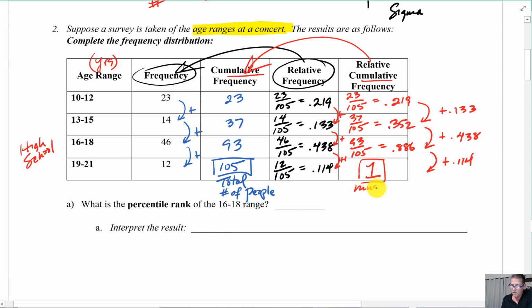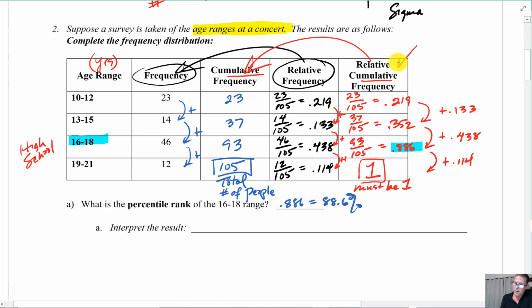Okay, must be equal to 1. All right, little note right there. So if you don't get 1, you know you did it incorrectly. Okay, so what's the percentile rank for the age range of 16 to 18? Okay, so that's right here, obviously. And it says it's about 0.886. So 0.886 equals 88.6%. Okay, so there's your percentile rank.